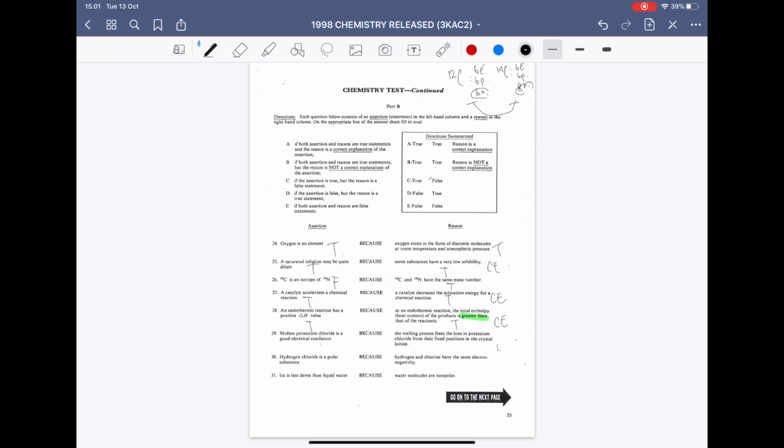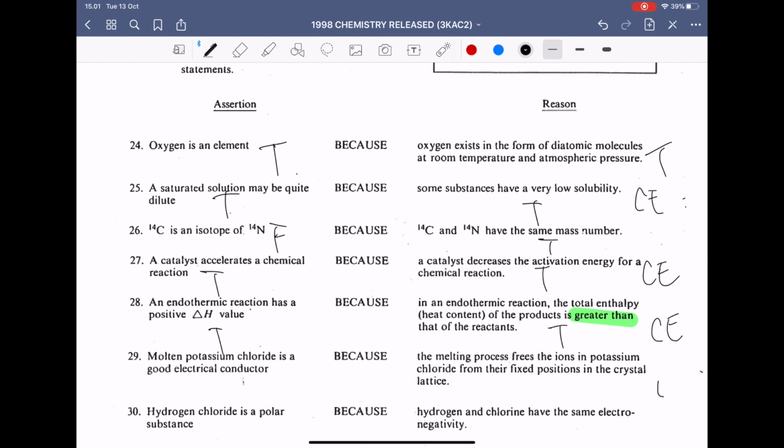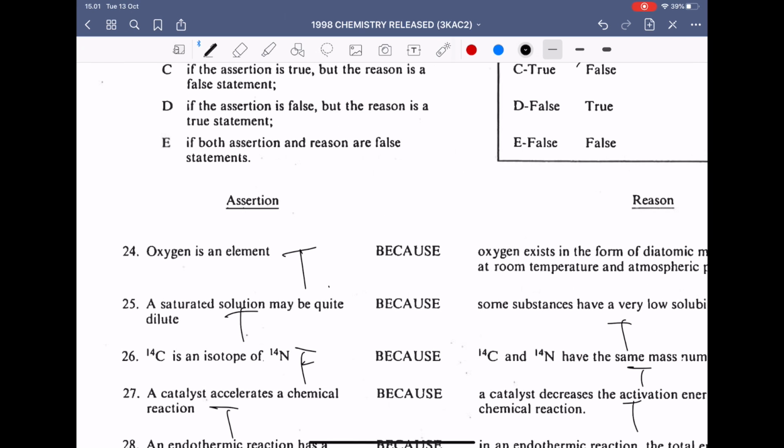Number 29. Molten potassium chloride is a good electrical conductor, and that's true. The melting process frees the ions in potassium chloride from their fixed positions in the crystal lattice. That's also true. And that's because potassium chloride, or KCl, is an ionic substance. And we should all know that solid ionic substances are not electrical conductors.